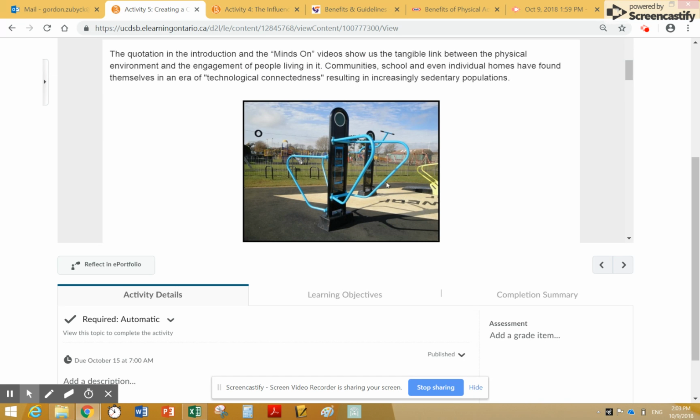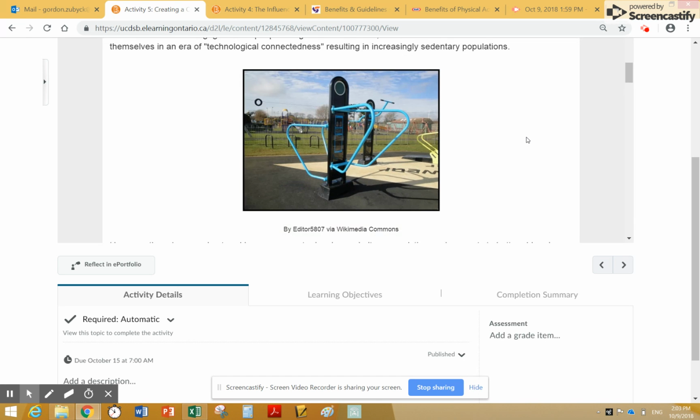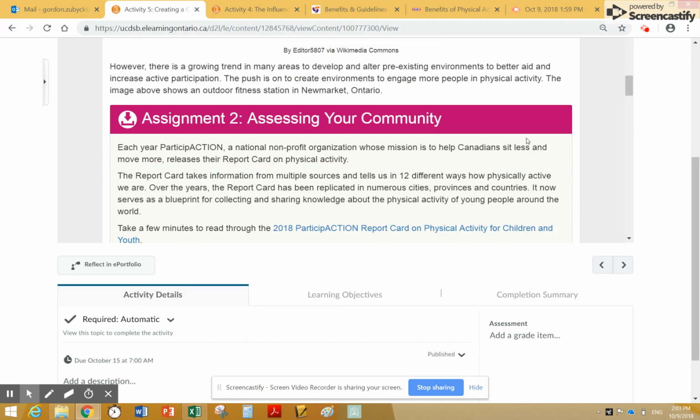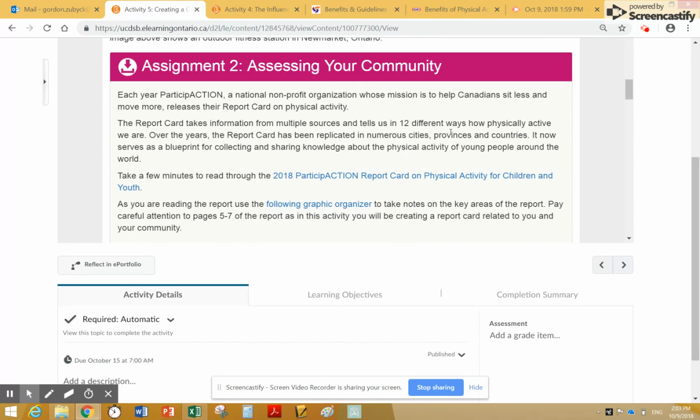Here are some different types of exercise equipment that now exist out in communities. Actually, somebody mentioned that they had some of this in their community. If you've ever been to Goderich, along the waterfront they have a whole bunch of these different stations, all body weight resistance type machines. So it's interesting. The first thing you'll do here is assess your own community.